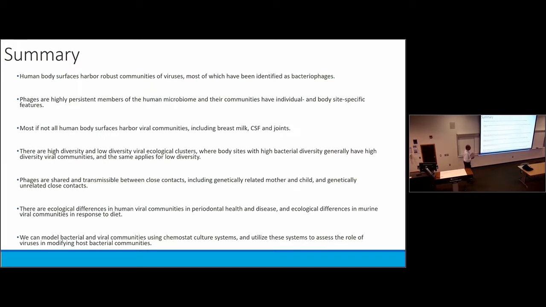And we think we're now poised to be able to answer the question, are viruses driving these conditions, or are these conditions basically driving changes that we see in the virome? And lastly, we've now got a model system with these chemostats that we can use to assess the ability of viruses to perturb these communities so that we can understand finally what the role of these viruses may be in the human microbiome.